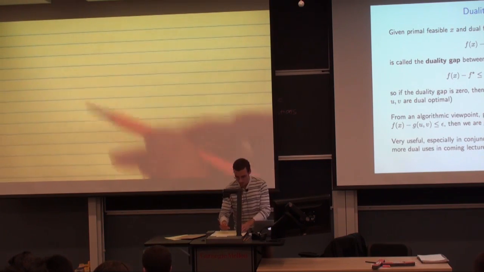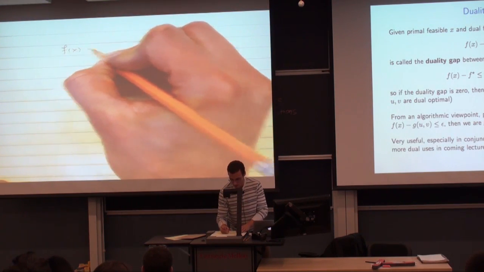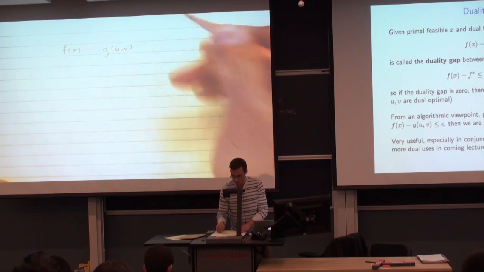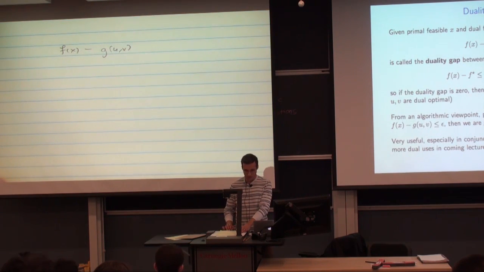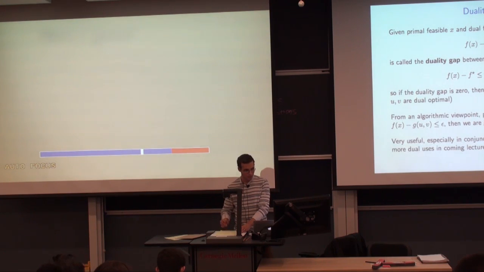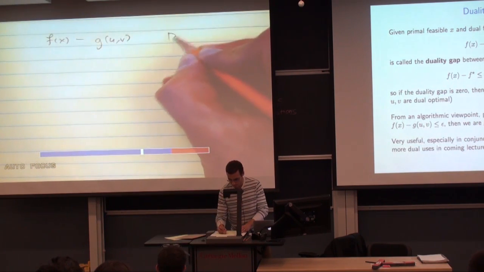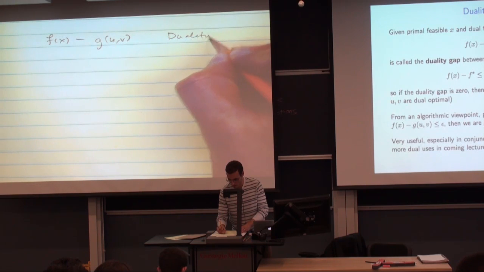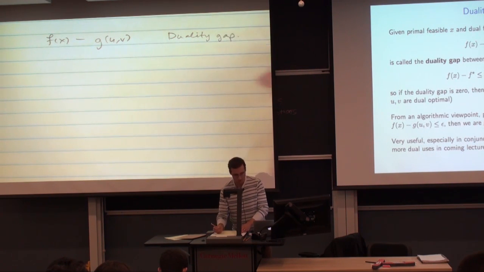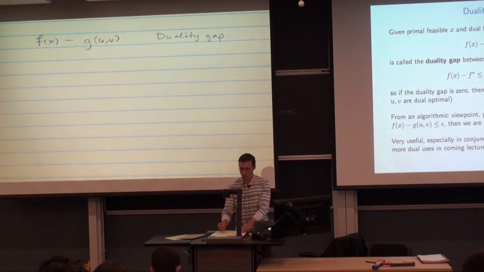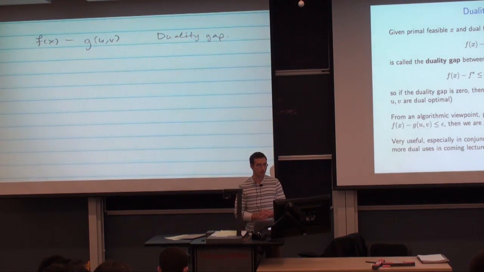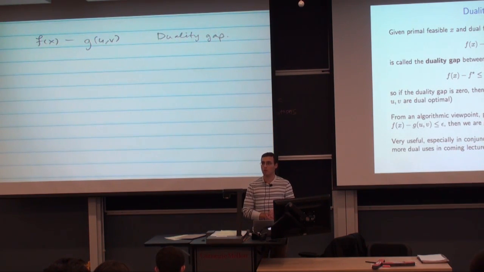So, okay, this quantity right here, f of x minus g of u, v, if x is primal feasible and u and v are dual feasible, this is called the duality gap. So what do we know about it? This is called the duality gap between x and u, v. We know it's always non-negative, by construction. And if it's 0, then we know that actually x is a primal solution and u, v are dual solutions.